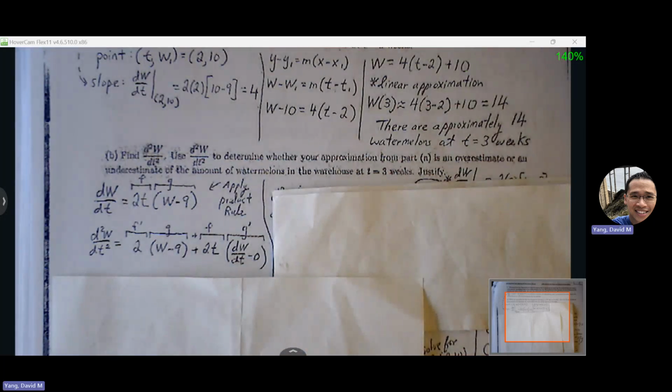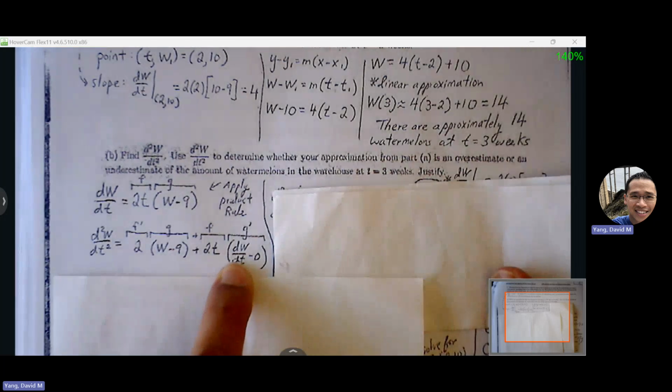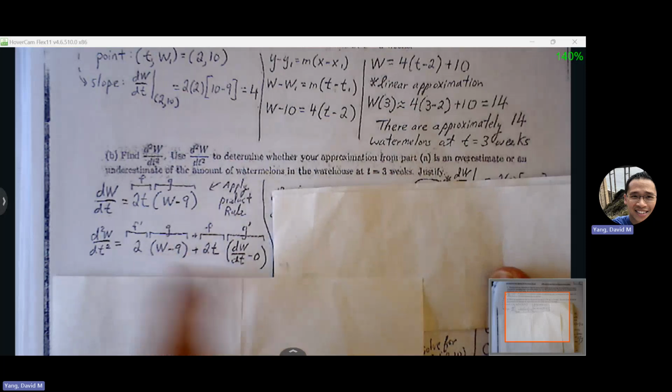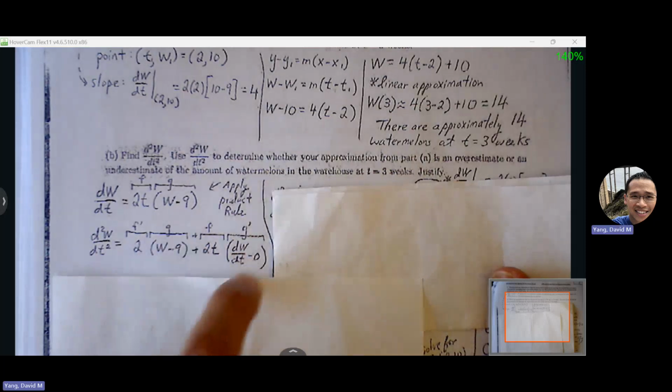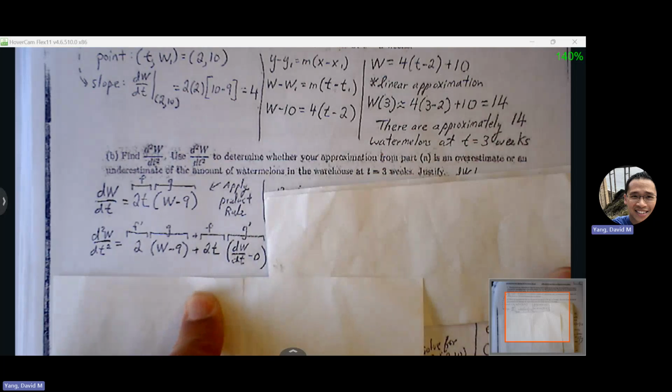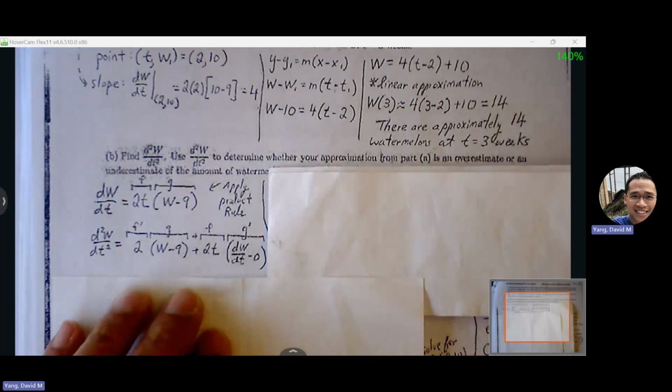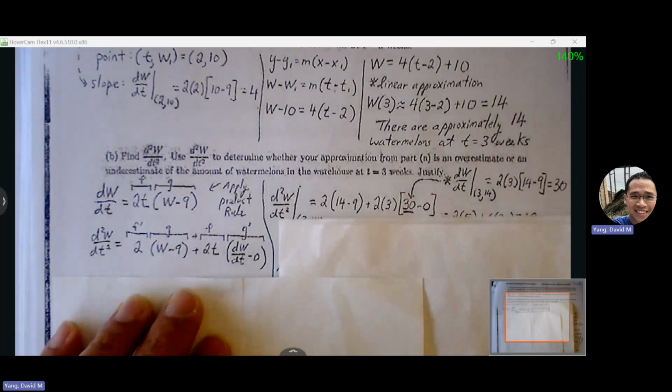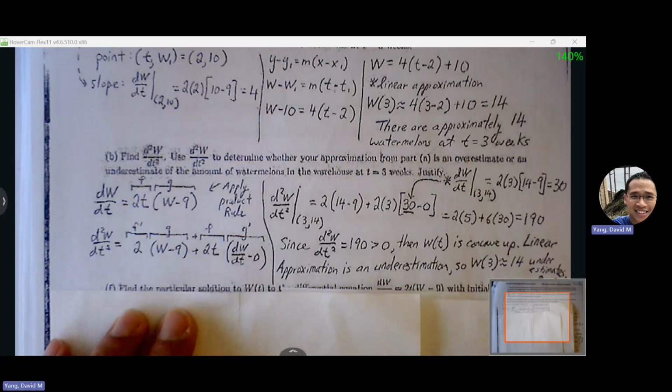We want to use the second derivative to determine whether we have an over or underestimation. So we want to be able to plug something in and actually get something in terms of, is this positive or negative? If it's positive, we know it's concave up. If it's negative, we know it's concave down. And we can use that to figure out what's happening with our tangent line, with our linear approximation.